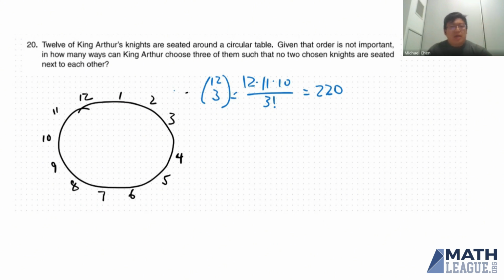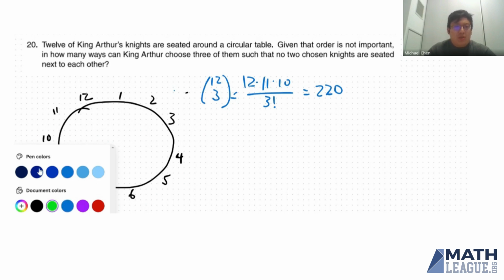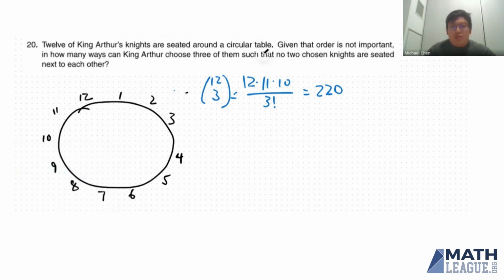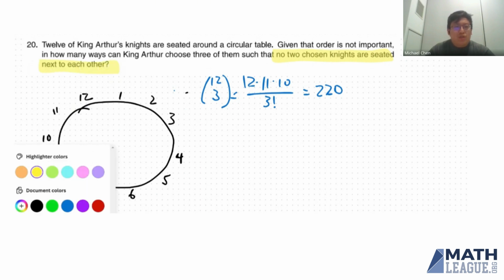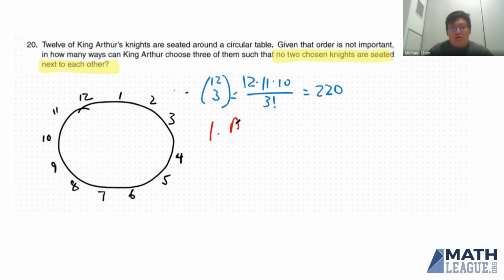There are 2 cases that do not work. Note that our main condition is that no 2 chosen knights are seated next to each other. So we have 2 ways that would be violated. Way number 1 is if all 3 are together. Then we're just looking at a block of 3 of them, and there are 12 places where that block could start. So that's 12 ways we have to subtract out.